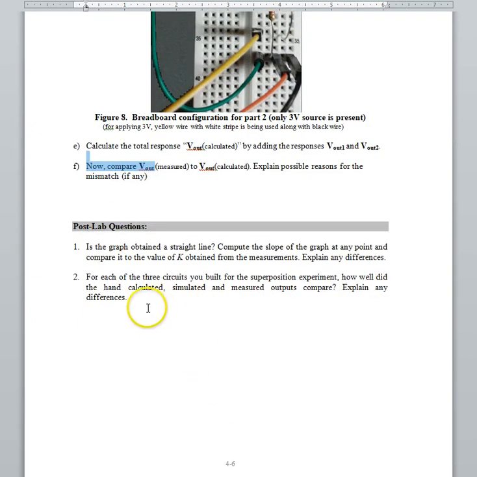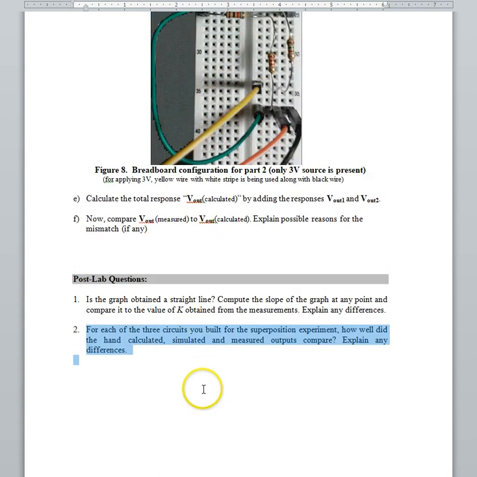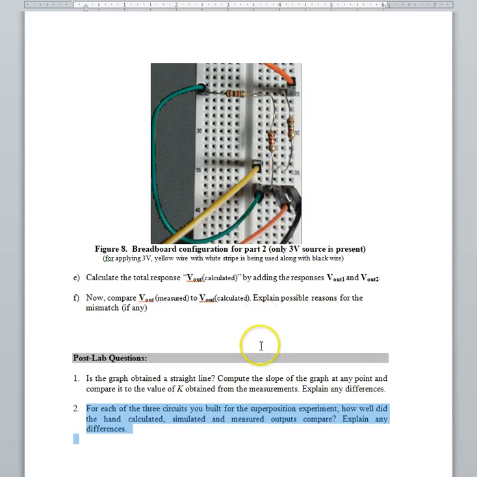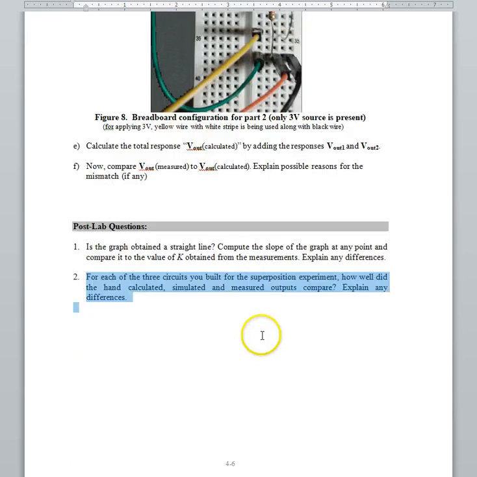So here you do a comparison of all three: the hand calculation, simulation, and the Analog Discovery outputs. Normally you should have the same values, but I'm thinking that because of the tolerances, you might have a little bit of difference on the Analog Discovery, but your hand calculation and Multisim results should be a really good match.